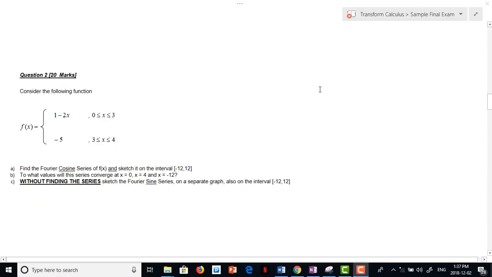In question number 2, which has 20 marks, we have to consider this function and find the Fourier cosine series. Then we have to sketch the function and sketch the Fourier series on the interval of -12 to 12. Then in part B, we have to see what the Fourier series converges to at x equal to 0, x equal to 4, and x equal to -12. And in part C, we have to sketch the Fourier sine series without finding the series, on a separate graph, still on the interval from -12 to 12.